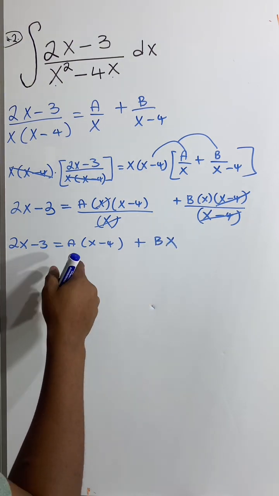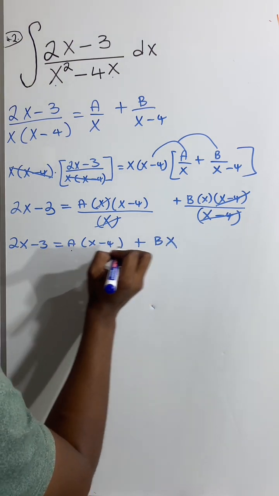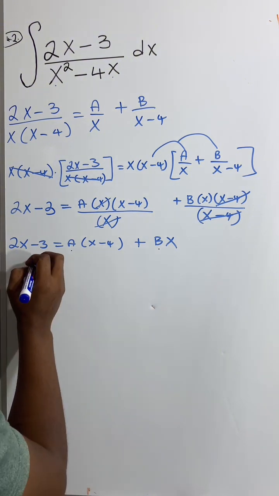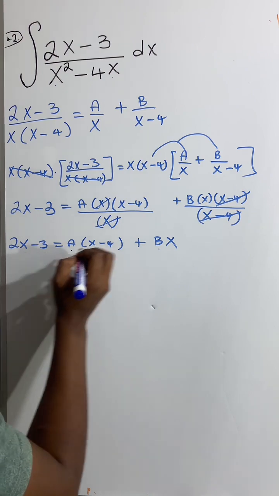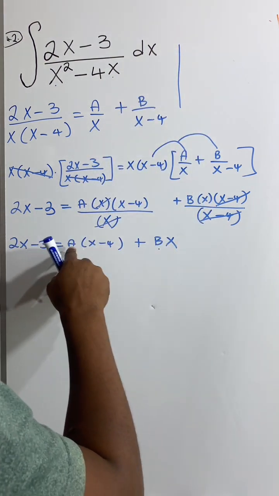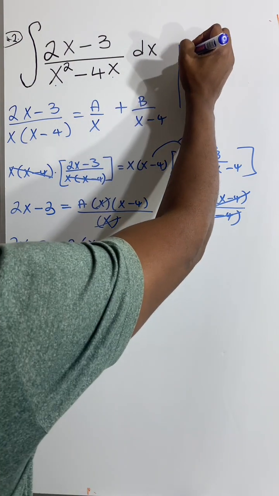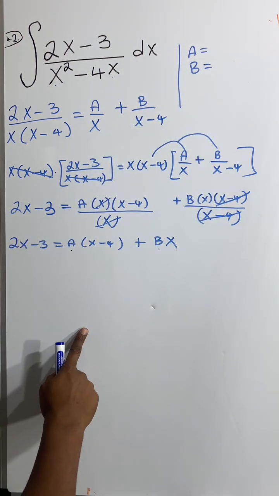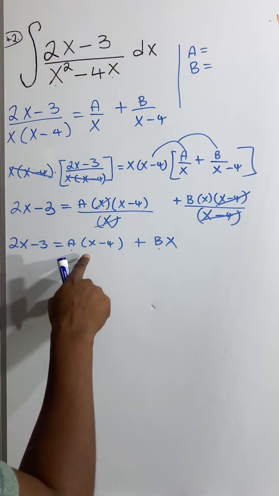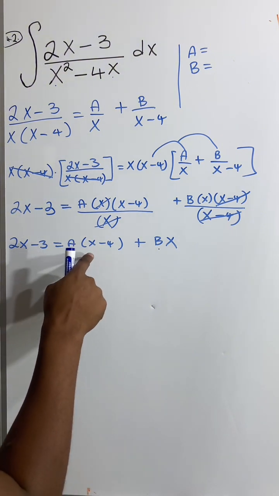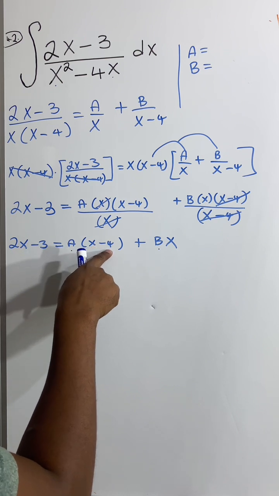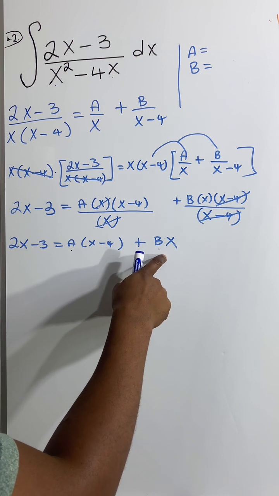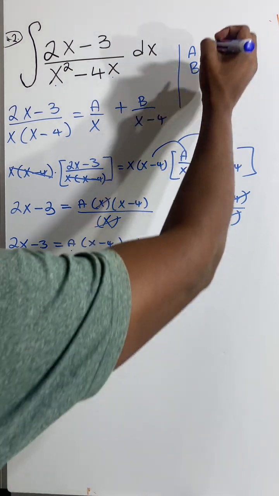There are two methods that you can use to determine the value of a and b. I will use one method here and use the different method on the August question paper. So the method that you can use here, since we have two unknowns, we set x equal to any two numbers. But the easiest numbers that we can pick are x equals 4 and x equals 0, because when we substitute 4 here, 4 minus 4 will be 0, and 0 multiplied by a will be 0, and that will give us an opportunity to determine the value of b.